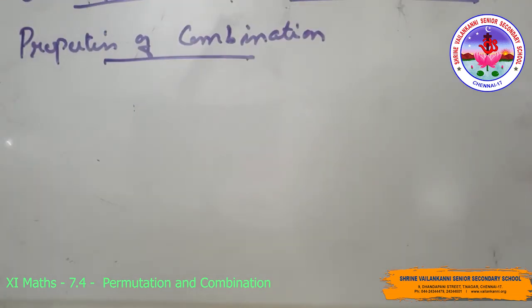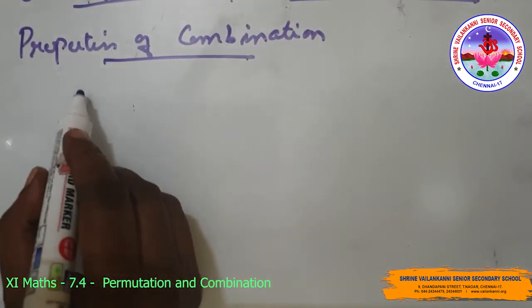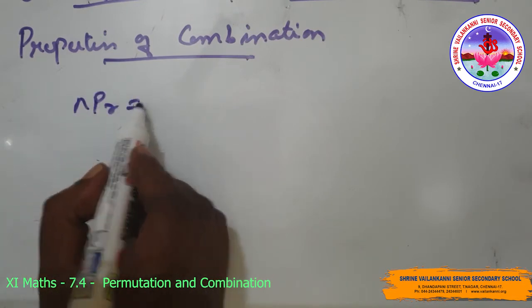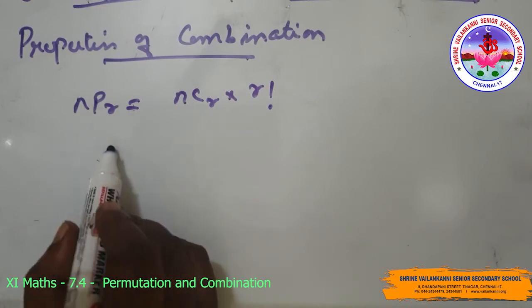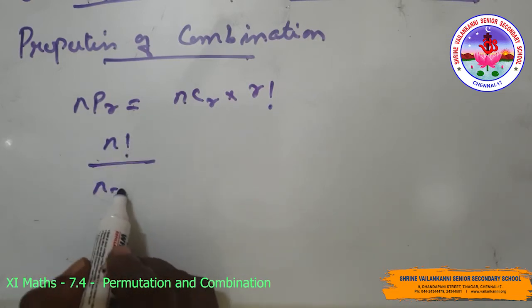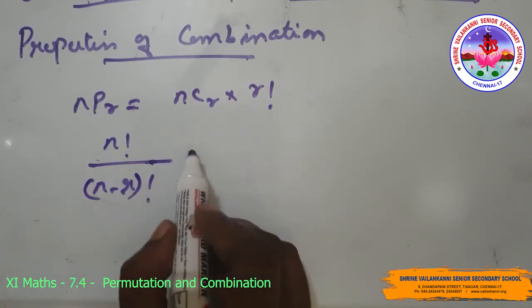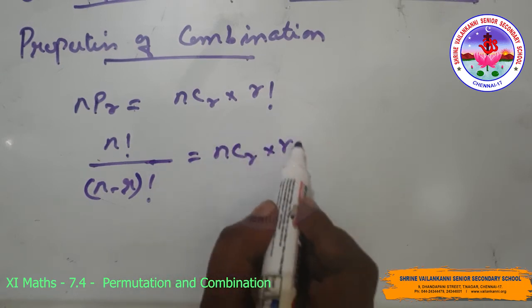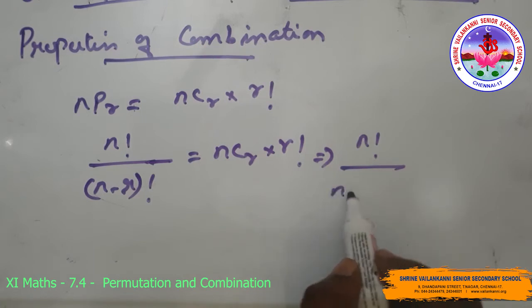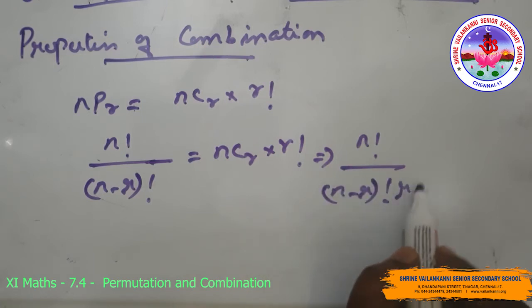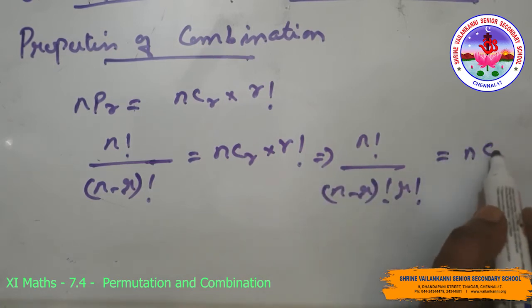So for the properties of combination, we have nPr, which is equal to nCr into r factorial. nPr is n factorial by (n minus r) factorial, which is equal to nCr into r factorial, which is n factorial by (n minus r) factorial into r factorial, which is nCr.